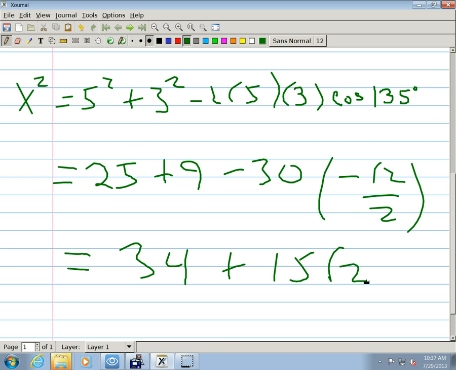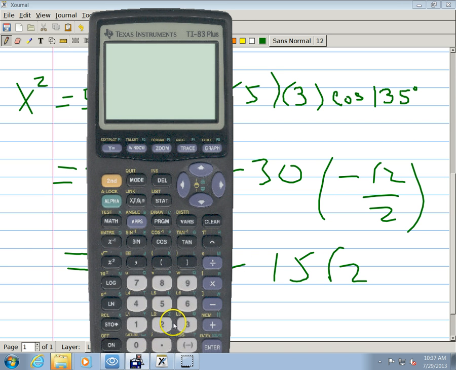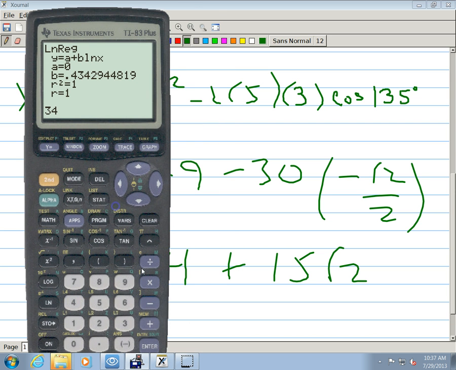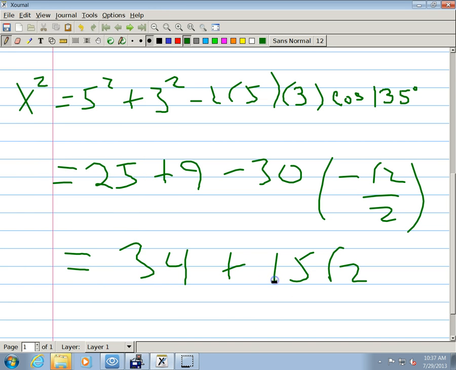And how much is that? Well, let's find out. Let's ask Siggy. What is 34 plus 15 rad 2? You get about 55.213. Alrighty. So we're going to say that's about 55.213. All right, so now we have that answer.